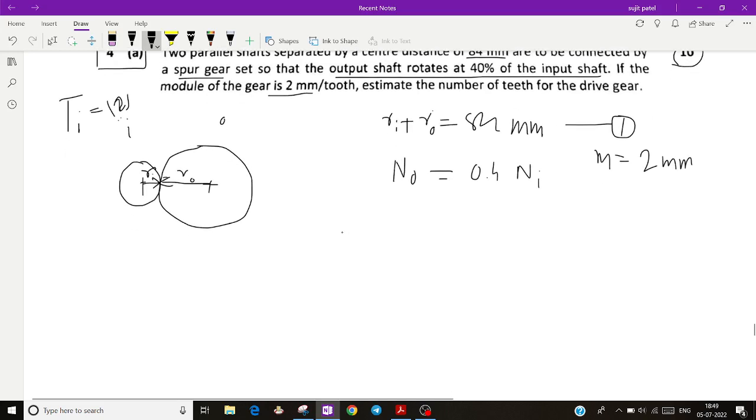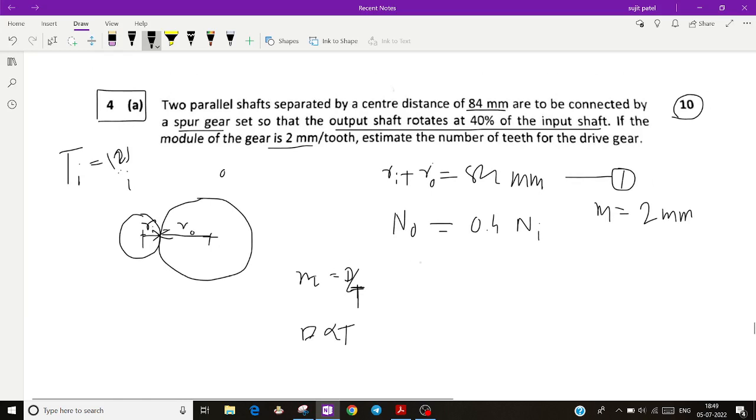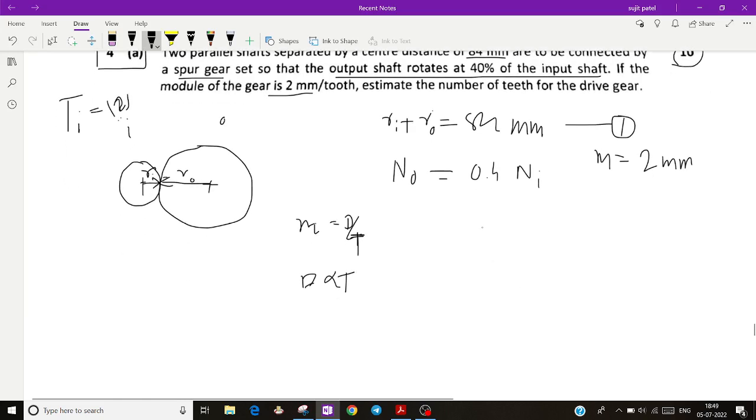Now we all know the two formulas. Module is equal to diameter of the gear divided by number of teeth of the gear, D by T. So diameter is directly proportional to T because module is the same. Here we are assuming no power loss and the same center line velocity for both driver and driven. So linear velocity of input gear is equal to linear velocity of output gear.